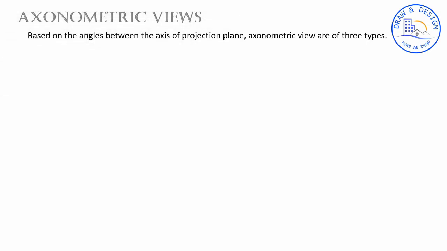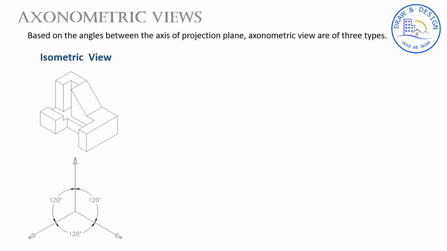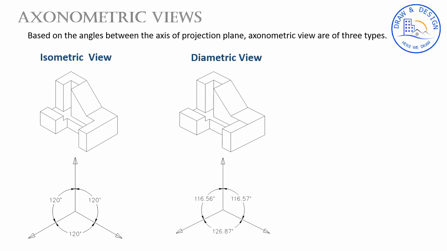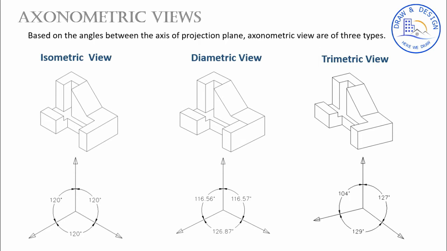Based on the angles between the axis of projection plane, axonometric views are of three types. All axes making same angle with each other is isometric view. Only two angles along z-axis are equal is dimetric view. All angles between every axis is different is trimetric view.